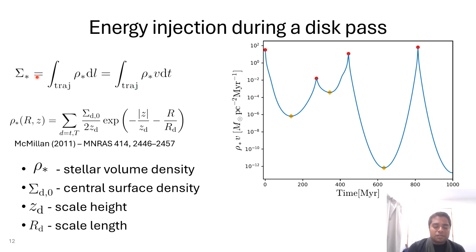So we get the sigma star, or the stellar surface density, for one disk pass, and then we stick this into the formula for E_frac, the energy injection parameter for the single disk pass, and we can evaluate the energy injection parameter for that disk pass.